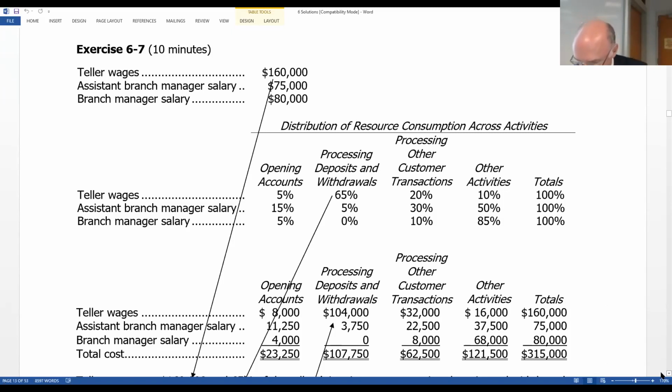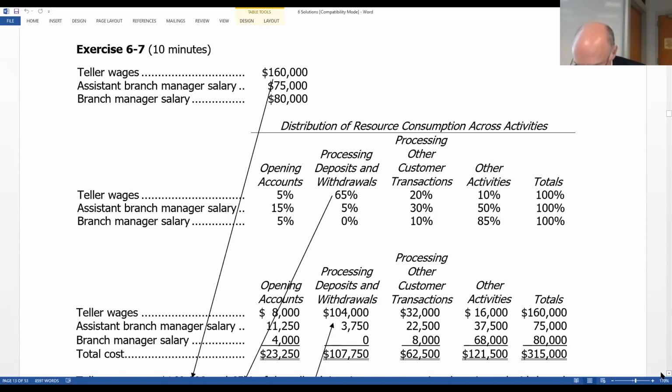While the bank maintains meticulous records of wages and other costs, there's been no attempt thus far to show how those costs are related to the various services provided by the bank. The operations vice president has asked your help in conducting an activity-based costing study of bank operations. In particular, she would like to know the cost of opening an account, the cost of processing deposits and withdrawals, and the cost of processing other customer transactions.